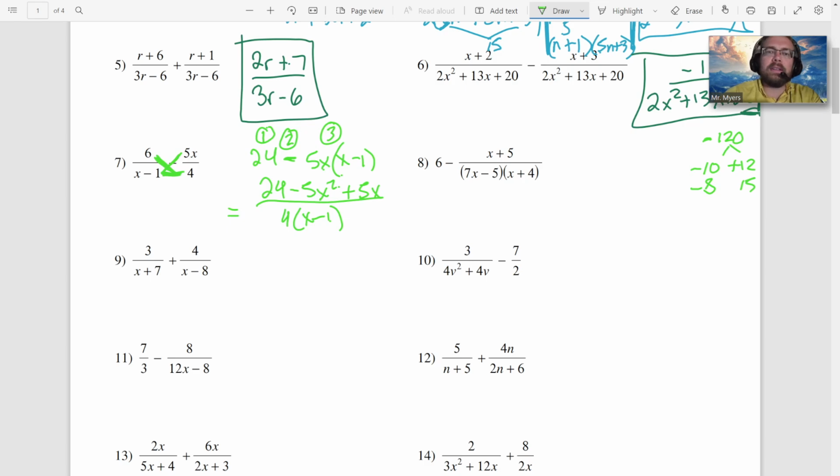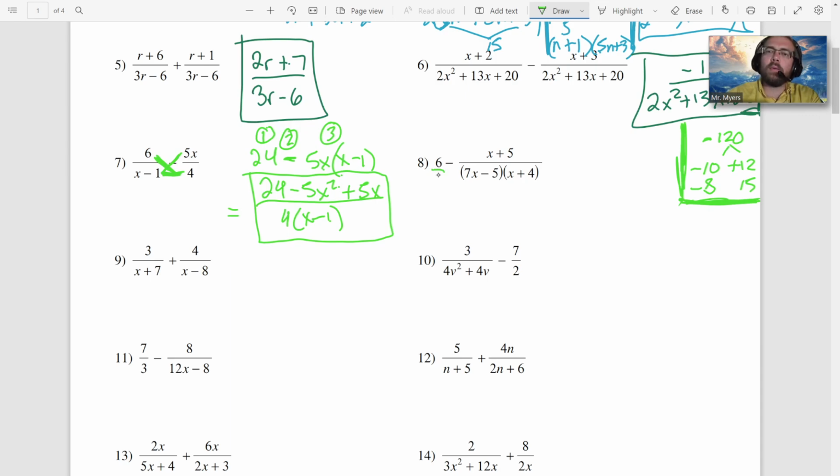But anyways, it looks like it doesn't factor, so we're actually done. We're actually done there, right? So just 24 minus 5x squared plus 5x. Nothing works. So kind of a bummer that we spent all that hard work and nothing happened. But hey, at least we know that we have the right answer. So I'm going to box that in over there so we don't confuse it with this.